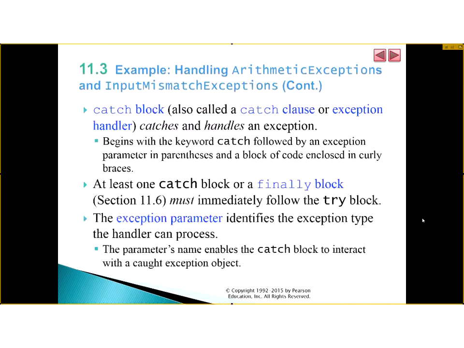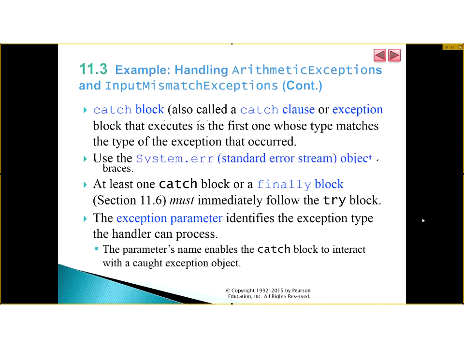The catch block, also called a catch clause or an exception handler, catches and handles the exception, or it should. You need at least one catch block, and we'll look at another thing, or a finally block, right after the try. You can't have anything else in between it. The exception parameter identifies the exception type, and the name enables the catch block to interact with the caught exception.